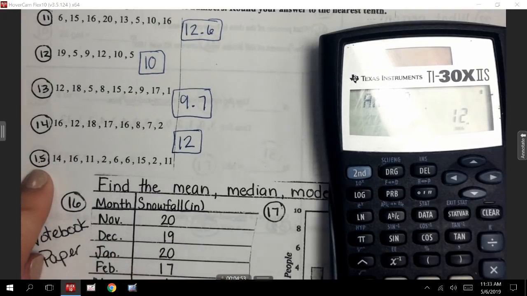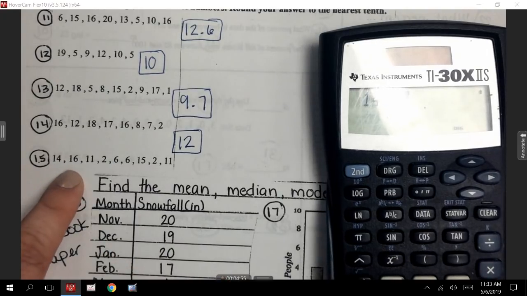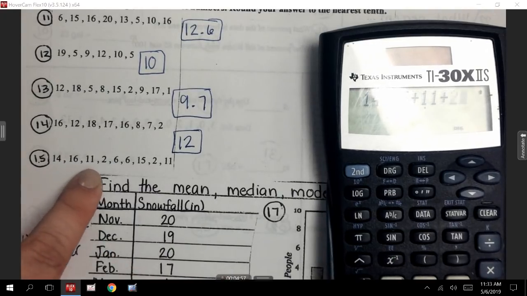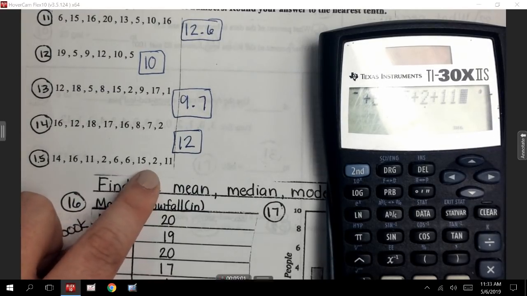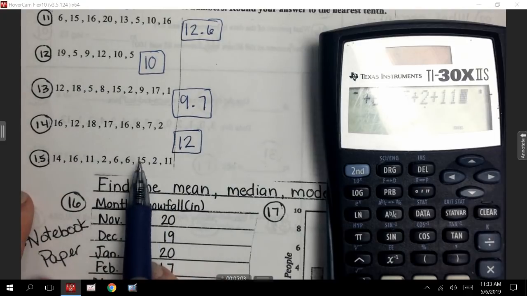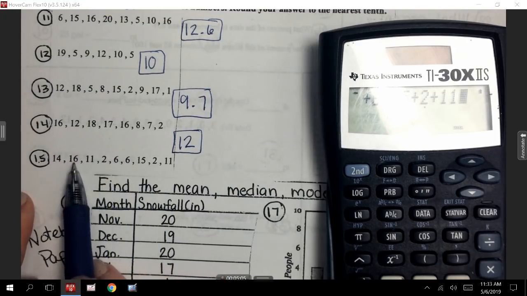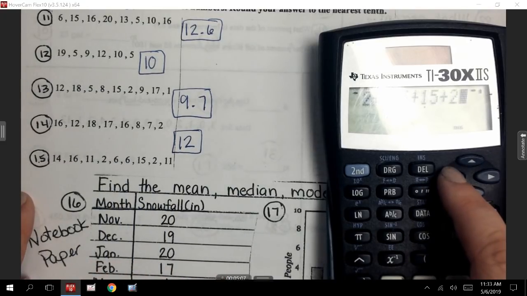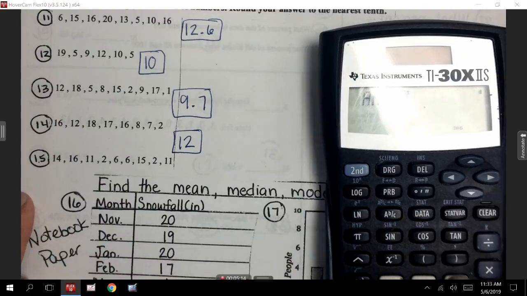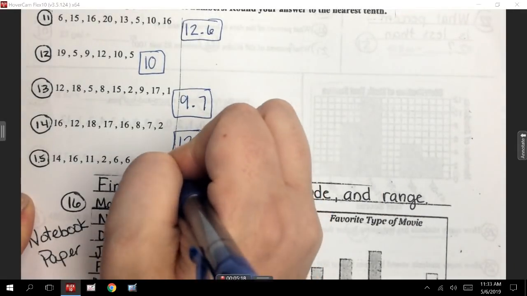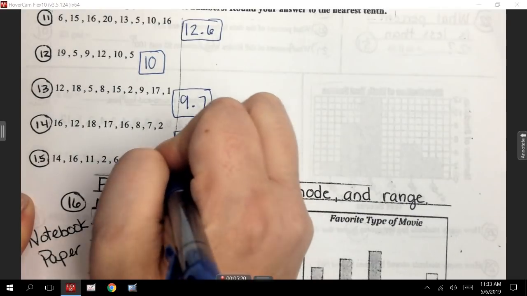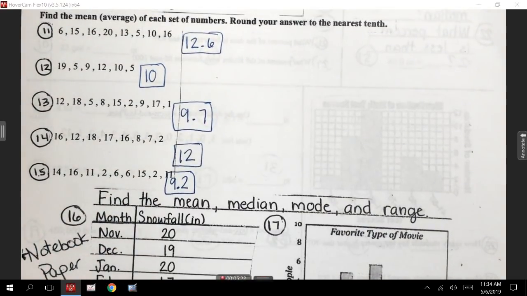All right, 14 plus 16 plus 11 plus 2 plus 6 plus 6 plus 15 plus 2 plus 11. So that's 1, 2, 3, 4, 5, 6, 7, 8, 9. So I'm going to divide that by 9. I got 9.2 repeating. Is 2 going to round up? No, so my answer will just be a 9.2.